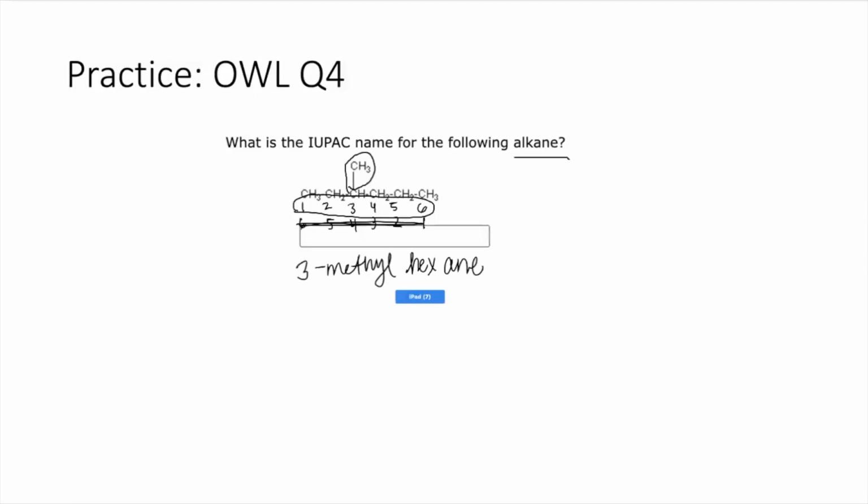So when we type this in, my spacing was a little off here because I was working backwards. So it'd be 3-methyl, no space, directly into hexane. All right.